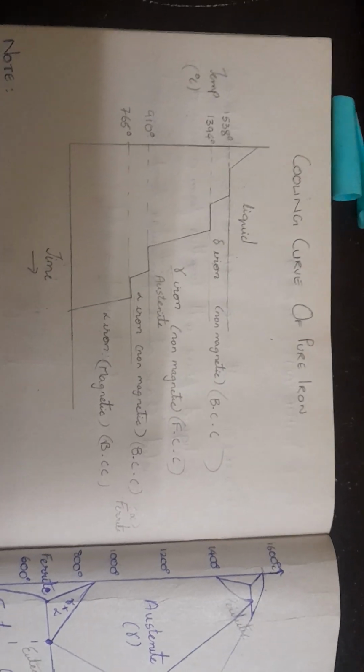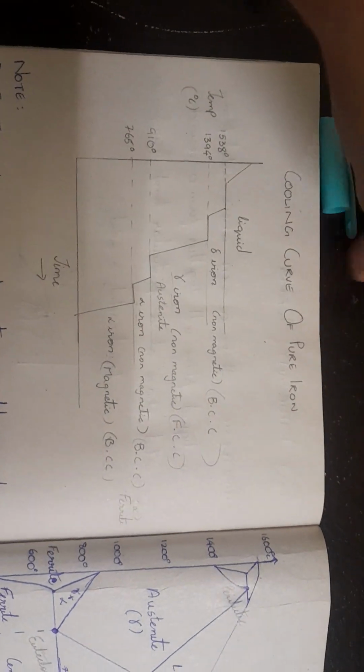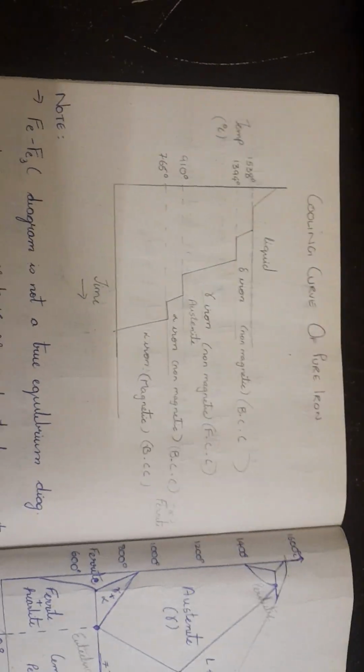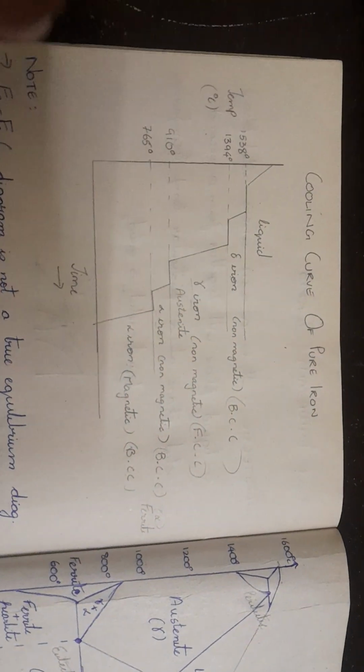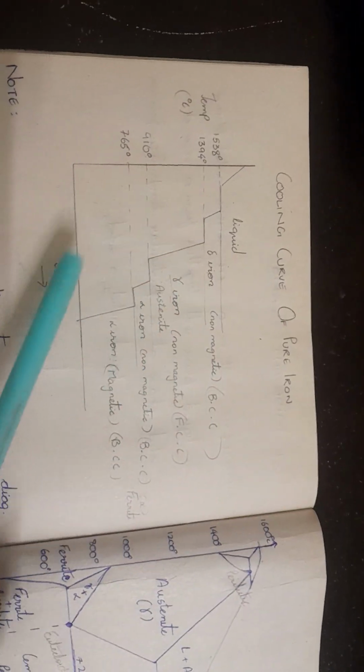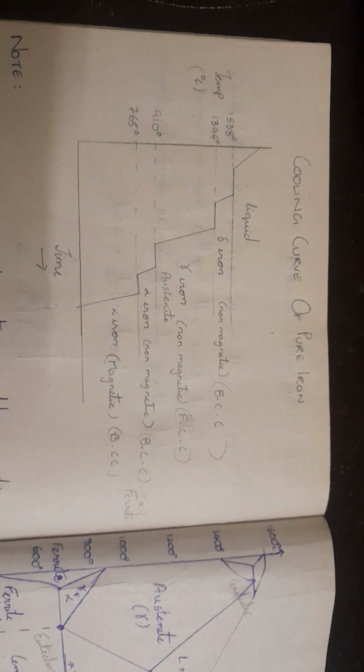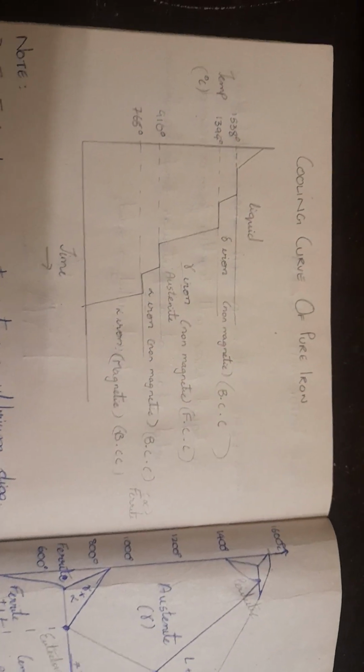Hello everyone. Today I would be giving you an overview on the topic iron carbide diagram. So before we jump into the topic, let's have a look at the cooling curve of pure iron. This is called the cooling curve of pure iron, and on our y-axis we have our temperature in degrees Celsius, and on the x-axis we have our reference with time.